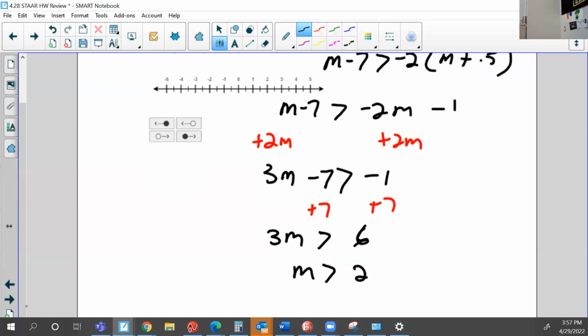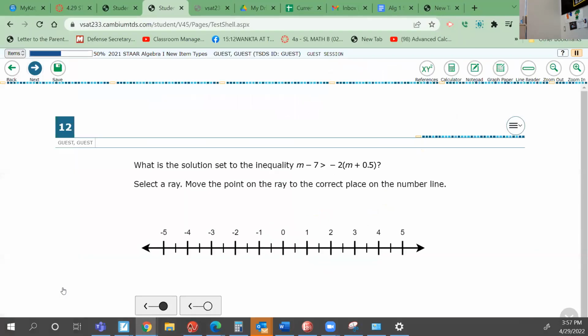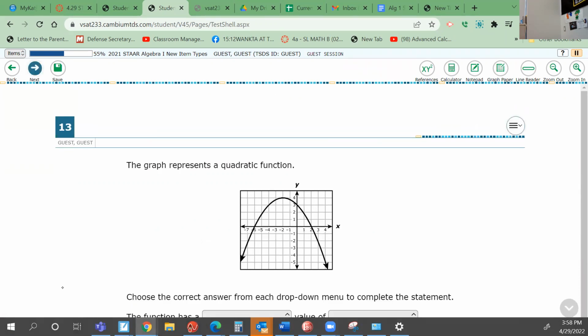See that? So this is going to be an open circle now, because it's everything above 2. So therefore, I'm going to go with this one here. Everything greater than 2, so everything's greater than 2. That's it right there. All right, I'll move on.